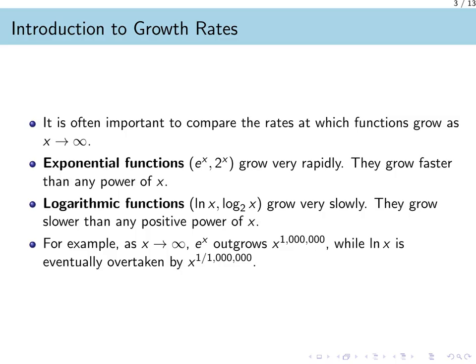On the other extreme are logarithmic functions, like the natural log of x, which grow incredibly slowly. In fact, they grow slower than any positive power of x. To give you a sense of this, even a function that grows as slowly as x to the power of 1 over 1 million will eventually overtake the natural log of x. The key takeaway is that a clear hierarchy exists, where exponential functions always dominate power functions, which in turn always dominate logarithmic functions for large values of x.